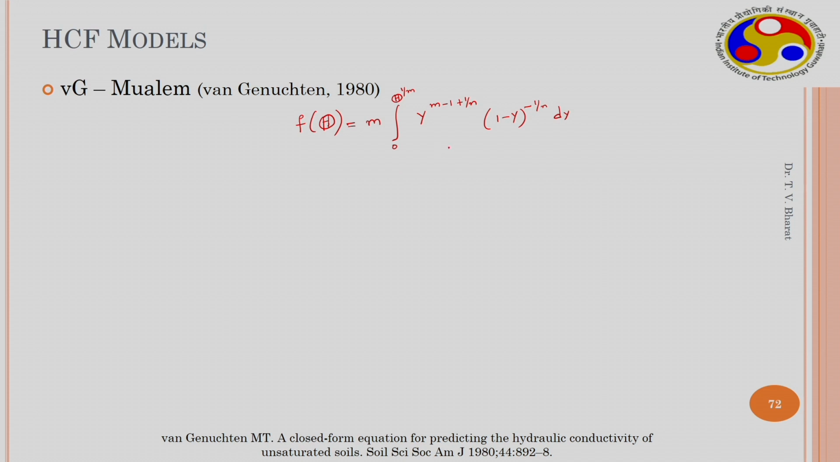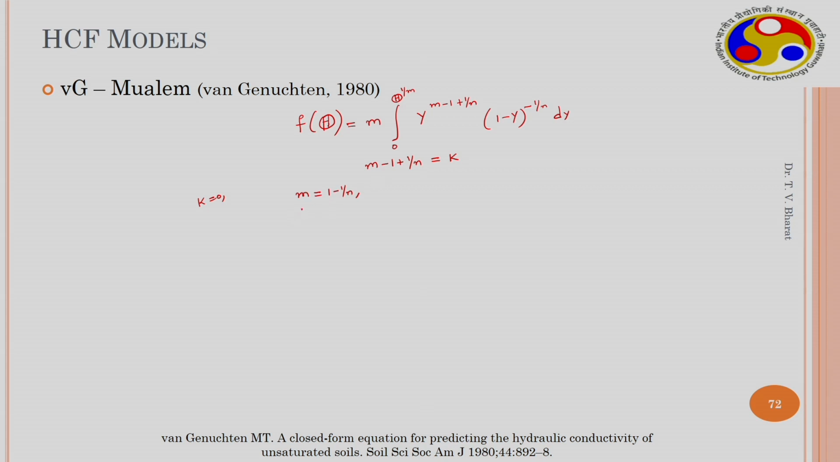So, this is a particular solution of the incomplete beta function, and van Genuchten in 1980 felt that this particular form does not have an analytical solution. Therefore, he derived particular solutions for this equation. To derive particular solutions, he assumes m minus 1 plus 1 by n is equal to k, and one particular solution is when k is equal to 0. When k equals 0, m equals 1 minus 1 by n.